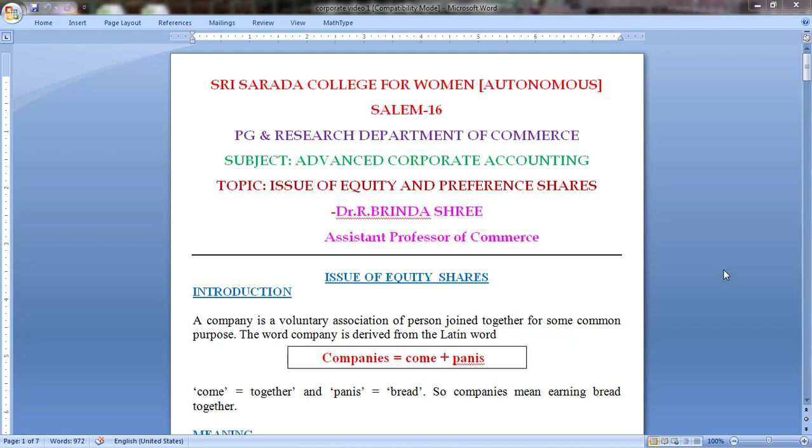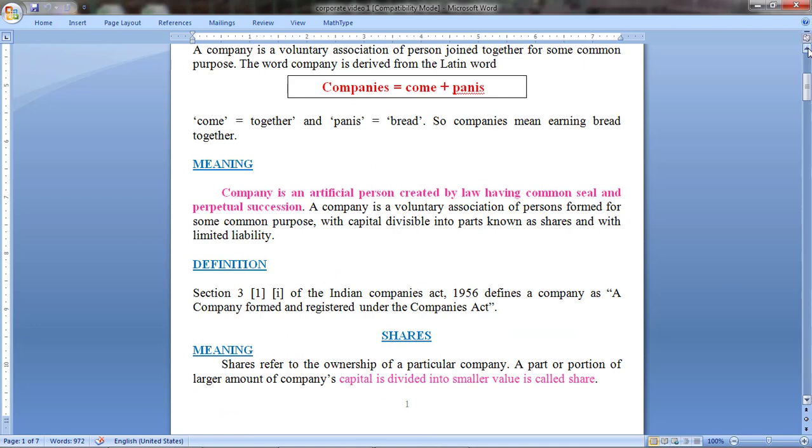Nowadays, a company is a voluntary organization formed by a group of persons in order to attain some common goal. Normally, the common objective of a company is to earn profits. Sometimes a company may be organized in order to render service to the people. Let us see the meaning and definition of a company.